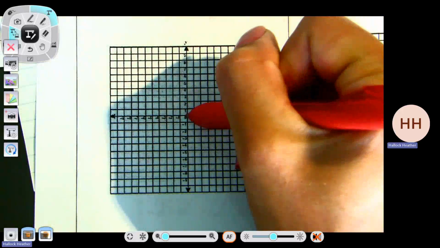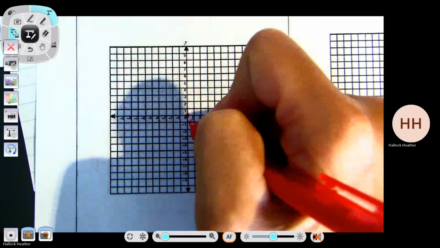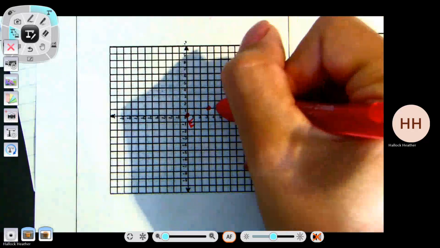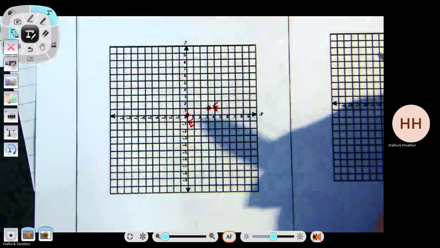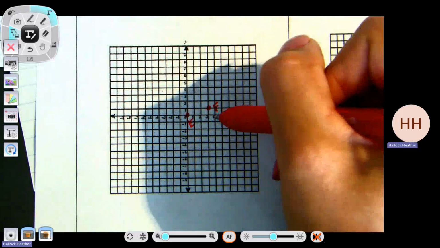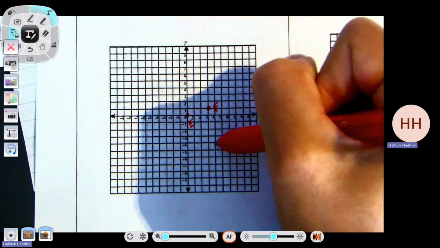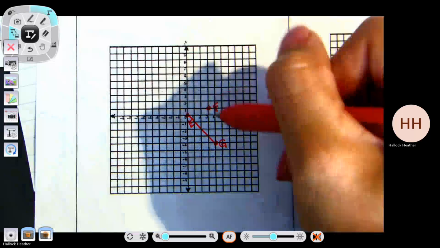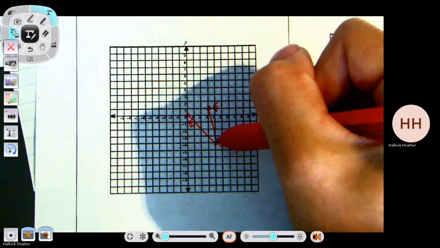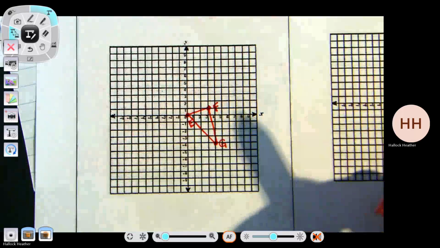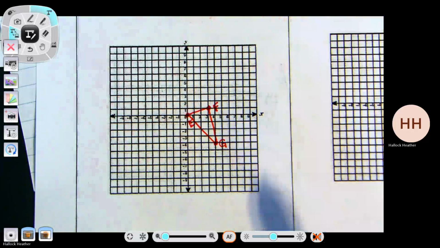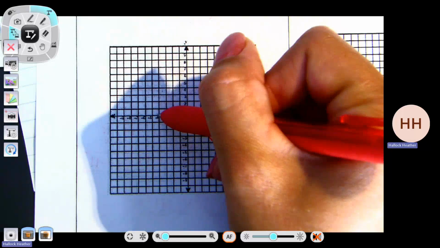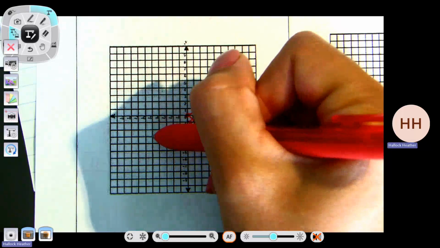E is right in the center at 0, 0. F is 3, 1. G is 4, negative 4. 1, 2, 3, 4. 1, 2, 3, 4, 5. 1, 2, 3.